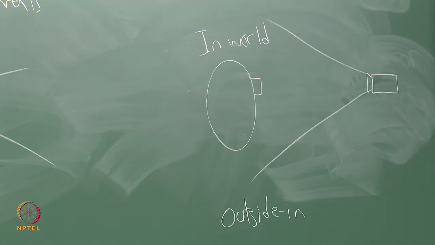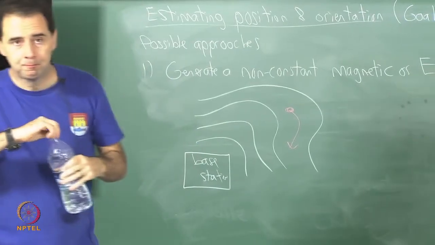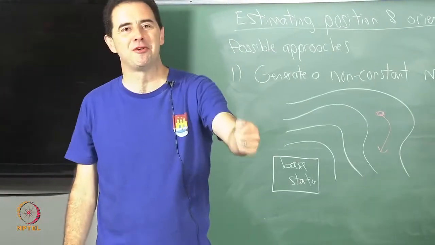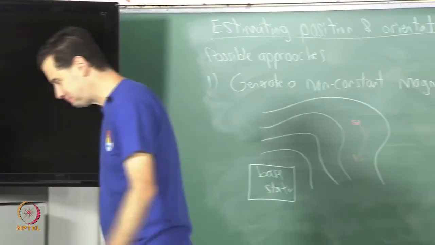Questions about that so far? So what is the kind of marker that is being used? Like, is it an active marker or passive marker? That's a very good question. That's exactly what I'm covering next.